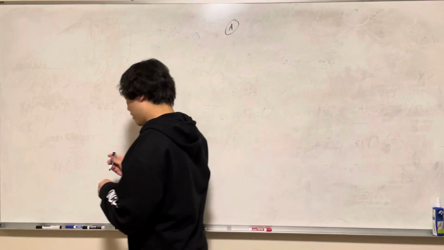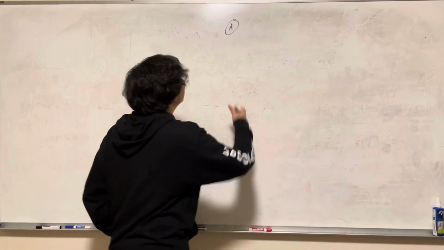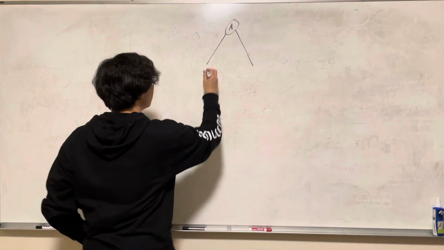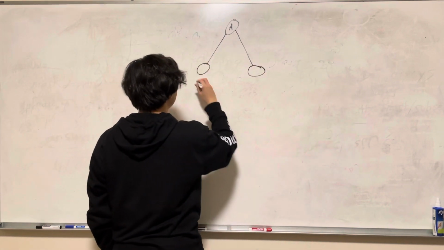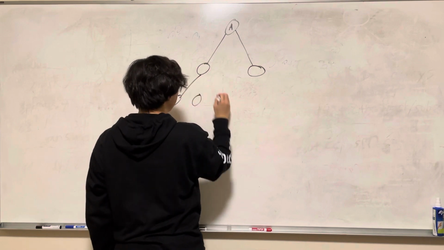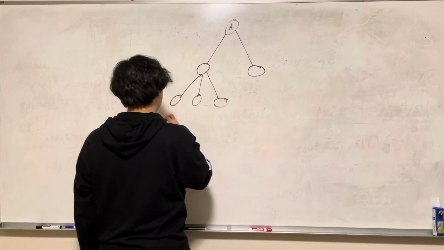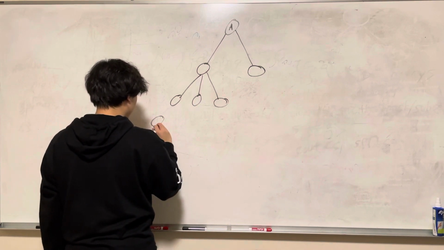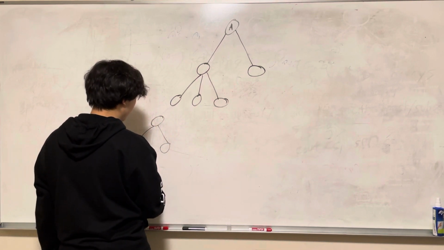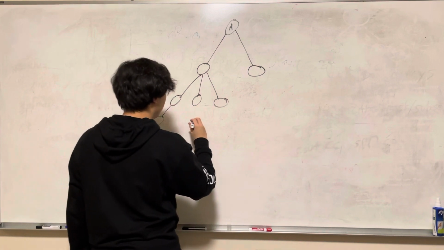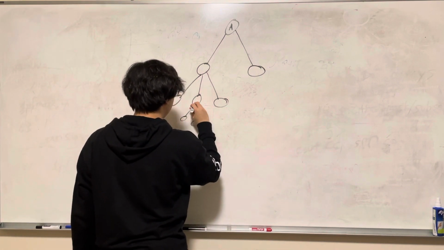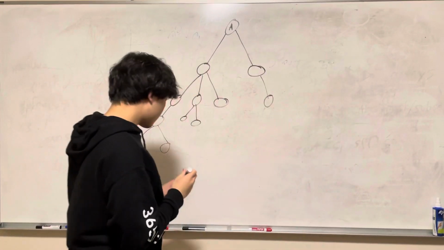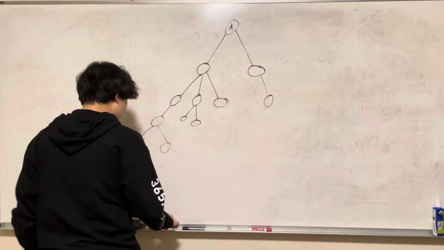So this is the root, which is A. Let's assume there's 2 children over here, and 3 over here. It doesn't really matter what this tree looks like. We just need it to be big enough to be able to get an example from it. Something like this would probably work. Okay, so this is root A.